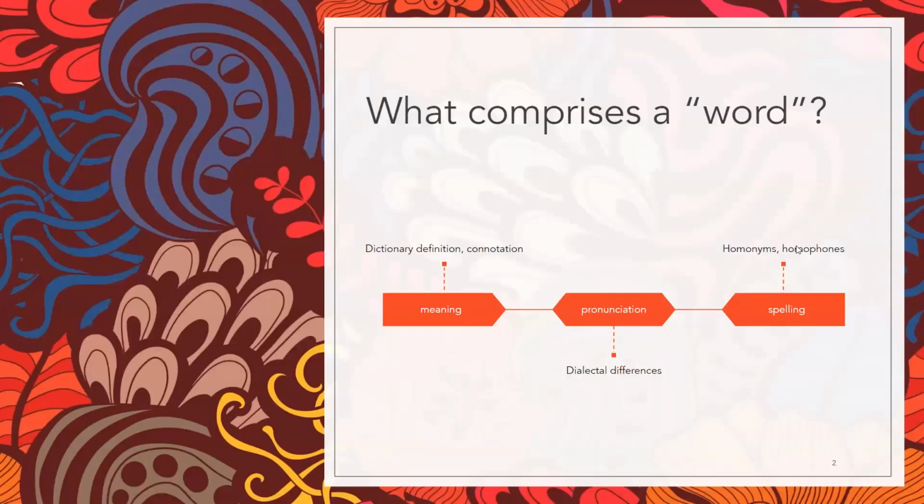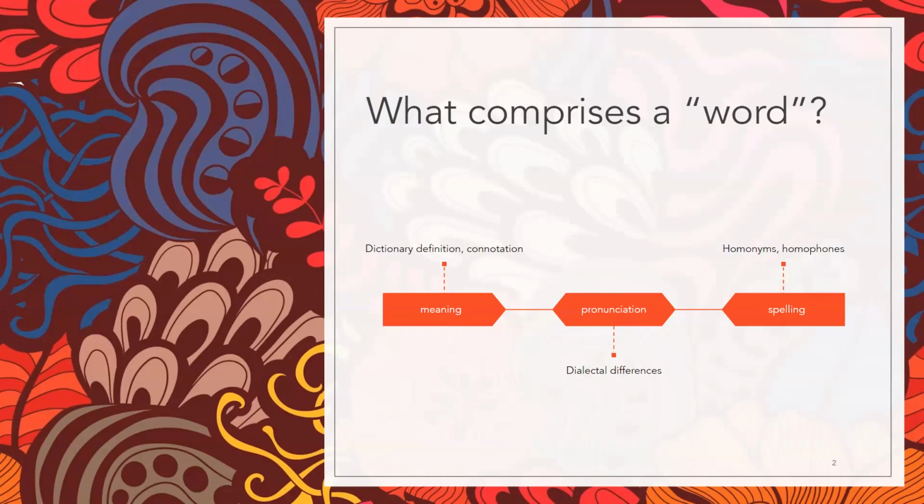The first thing we're going to look at is something you might not have thought about before. I know before I studied linguistics, I never even asked this question of myself. What is a word, right? When we say this is a word, what does that mean? And there are three aspects to this concept of a word.